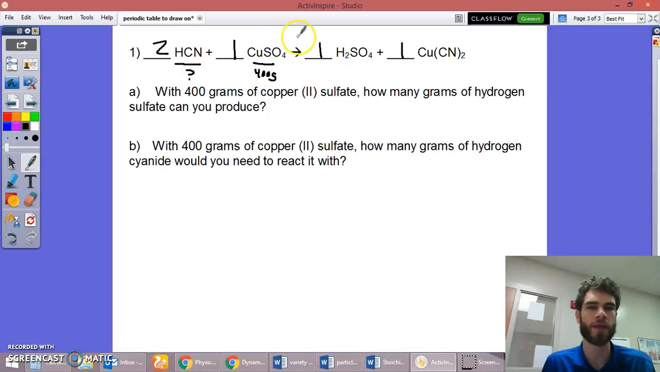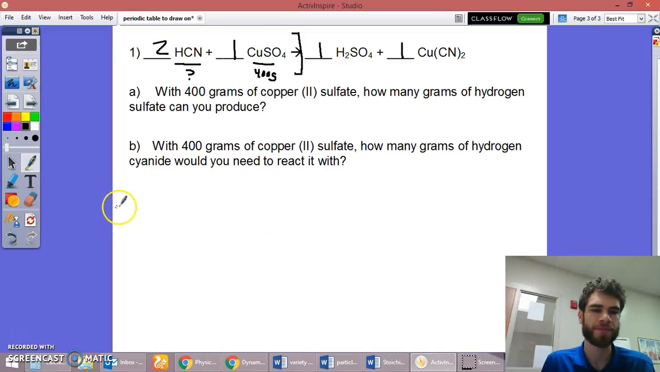So these are your reactants, right? This is the reactant side of the arrow. To make an ideal reaction where these two perfectly react together and nothing is left over, where you don't have too much of this or too much of this, for these to perfectly react in the proper ratio to produce your products, how much hydrogen cyanide do you need to match with 400 grams of copper 2 sulfate?